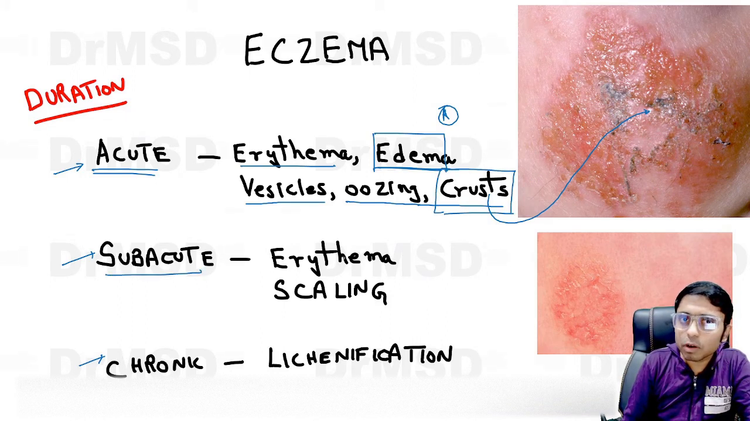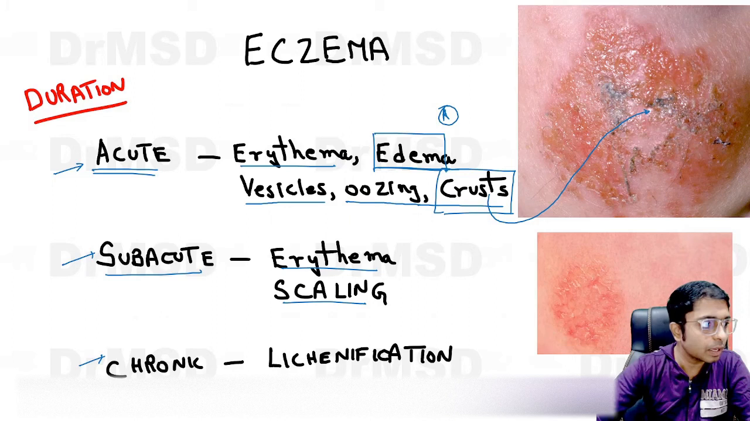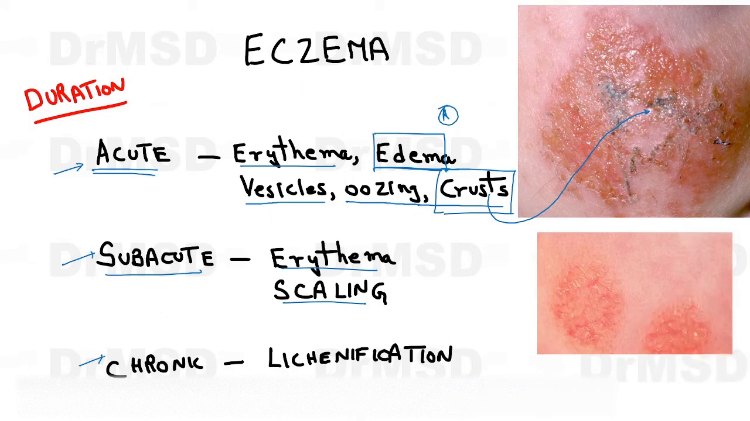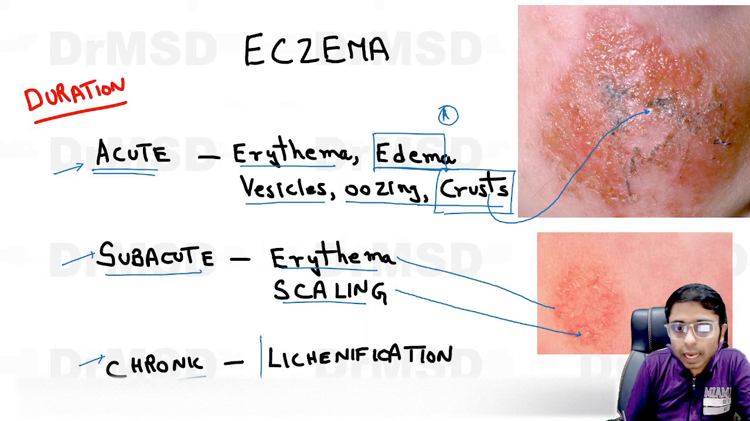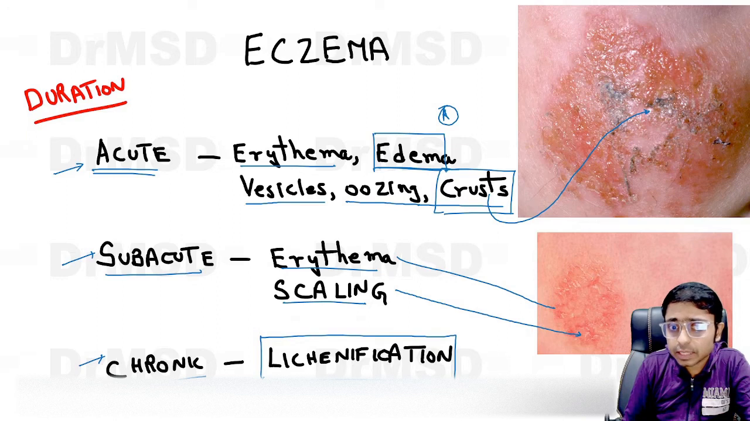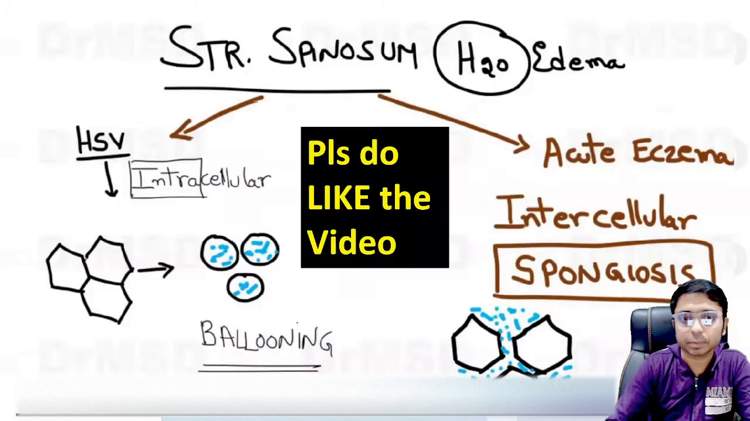Whereas in the subacute form of eczema, we can see erythema and scaling of these lesions. Right, so here if you observe carefully, there is erythema, and you are also able to see some scaling, because in this the oozing and vesicles and crusting are all resolved, as it is a subacute form of eczema. And in the chronic form, we can see what is called lichenification, and this is very important. This was in fact an image based MCQ in the INICET exam in July 2021.